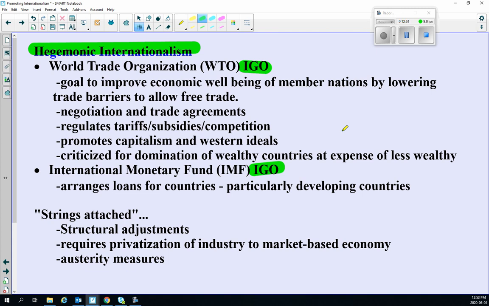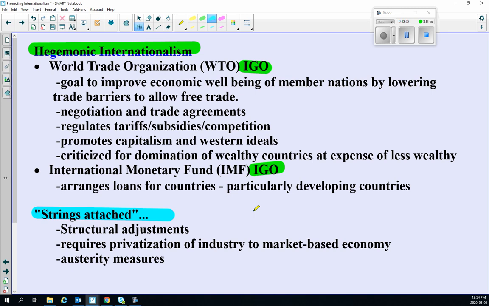Rich countries advancing policy on behalf of the poor countries. That little blurb at the bottom just talks about how, yes, you know, countries do pursue internationalism from an economic standpoint, but it's always with strings attached. And by that, I mean, sure, America will loan a poor country money as part of the IMF, but there are strings attached that go with that.